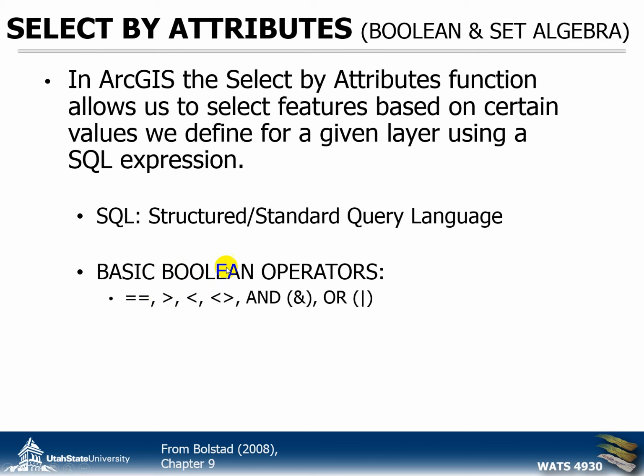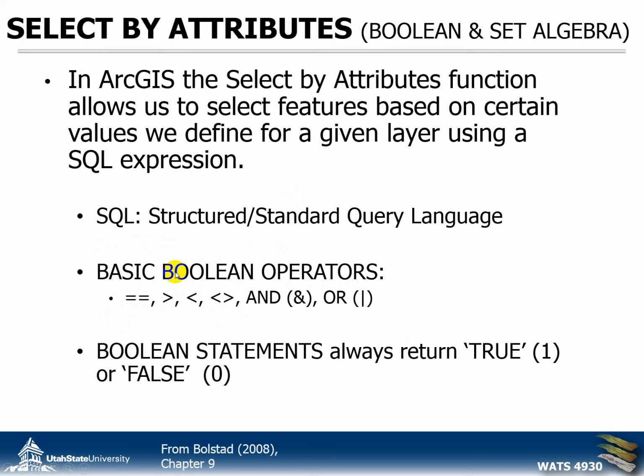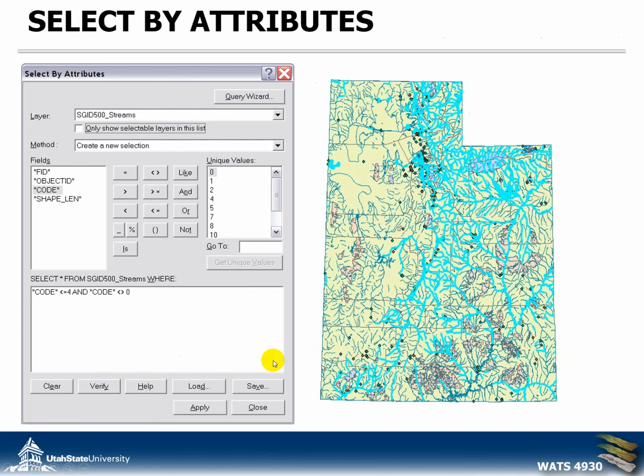The sorts of things you can do are use these basic Boolean operators. Double equals tends to mean equal in SQL, less than, does not equal. You can use and, or, and we can also look at what gets returned. In Boolean statements, a 1 is true, a 0 is false.